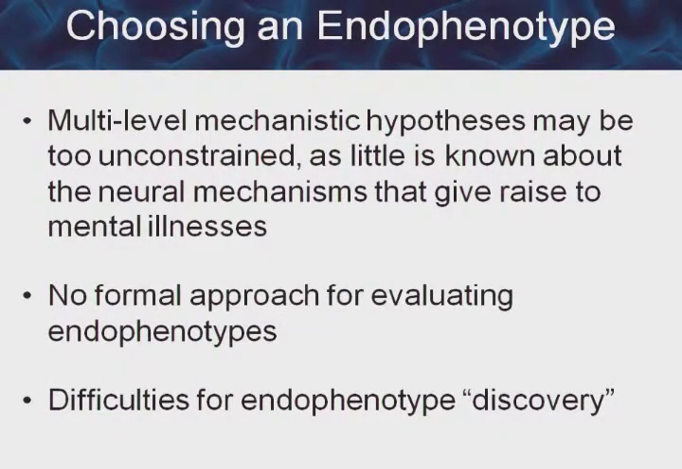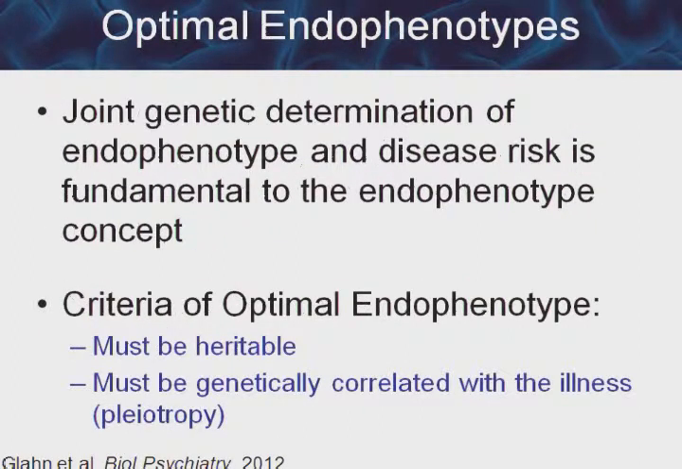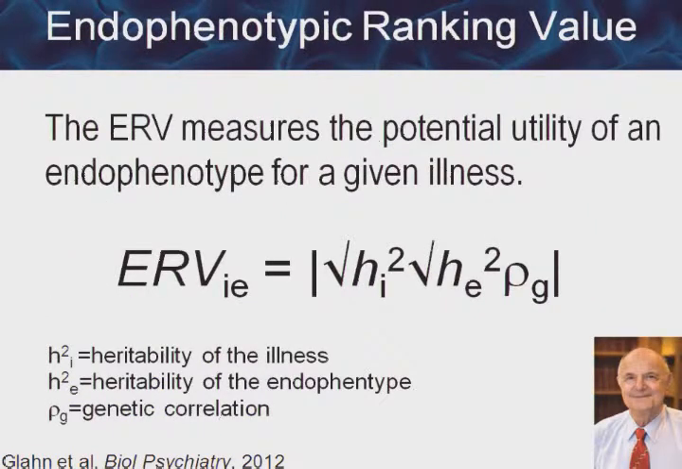And then what you do is you make a multi-level hypothesis. The problem is I'm not really smart enough to make a multi-level hypothesis, so I kind of think that they're a little bit unconstrained in many cases, right? So we wanted to come up with some way that we could evaluate potential endophenotypes and discover new ones if we didn't have a specific hypothesis. By so doing, we decided that an endophenotype just needed to be heritable and show some genetic correlation with the trait that you're interested in. And if you can show those two things, you could create a ranking value.